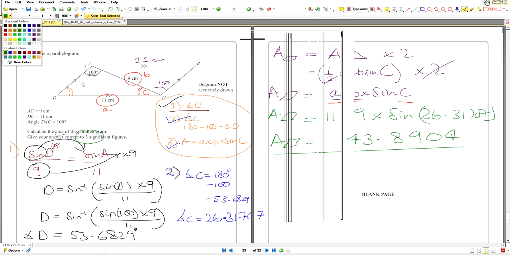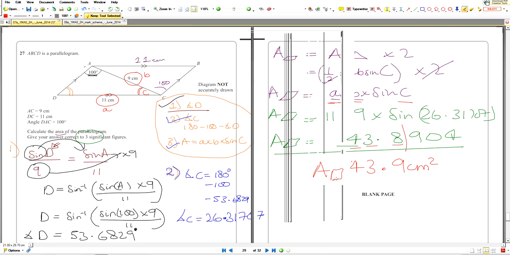So 3 significant figures: 1, 2, 3. So the 9 is 5 or more, add 1 to that. So my final answer for that is 43.9, and we're looking for an area, so that should be centimeters squared, the area of the parallelogram. Okay, all right, that's done.